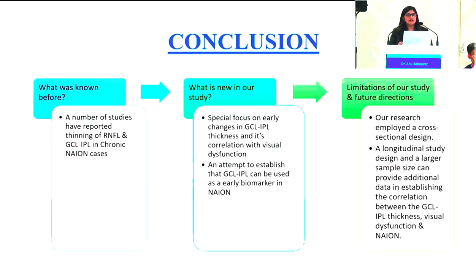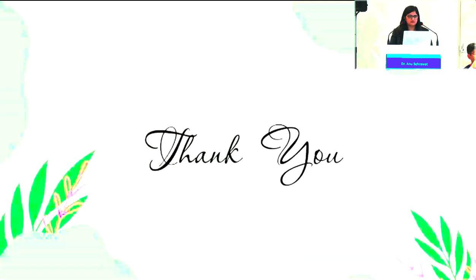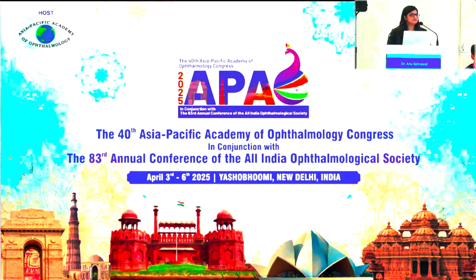Conclusion. So we already know that there are a number of studies which have reported thinning of RNFL and GCL-IPL in chronic cases, but we have emphasized early changes in GCL-IPL thickness and its correlation with visual dysfunction. An attempt was made to establish GCL-IPL thickness as an early biomarker in NAION. The limitation of our study was that it was a cross-sectional design. A longitudinal study design and a larger sample size can provide additional data in establishing the correlation between the GCL-IPL thickness, visual dysfunction, and NAION. Thank you.